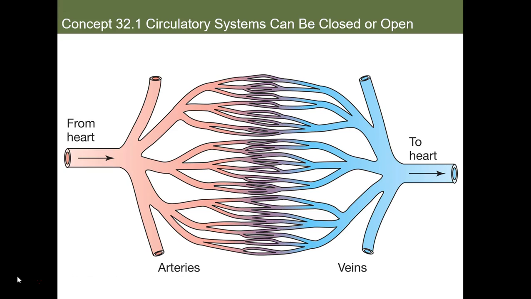Figure 32.1 shows a general diagram of vessels of a circulatory system. As blood flows from the heart and arteries, this blood is oxygen-rich. It will travel to tissues and leave the tissues and go to the veins, which take the blood back to the heart.